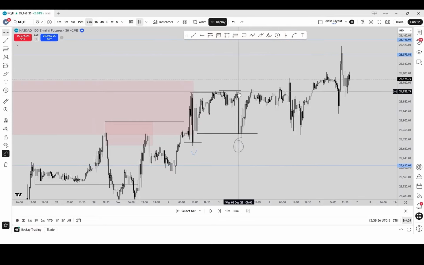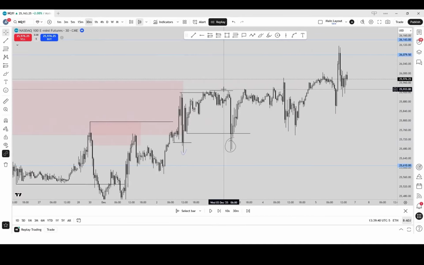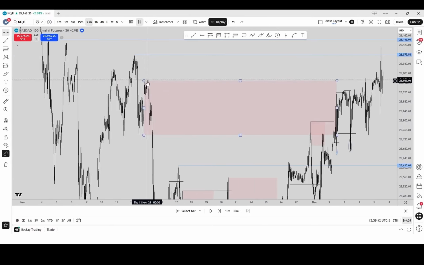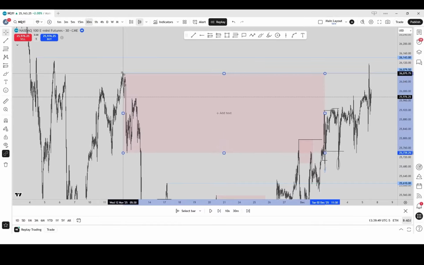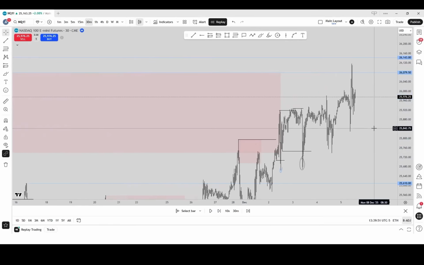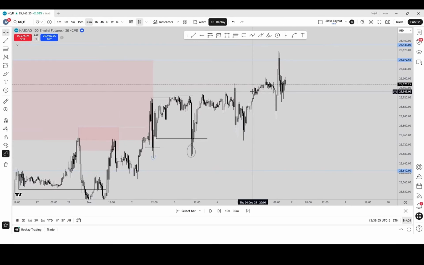So now we have a reason to take this long. We have liquidity here. We're in this trap area right here. We can target that high. We can also target this high as well, right? This whole area. Boom, right? Take a long there. What happens here?